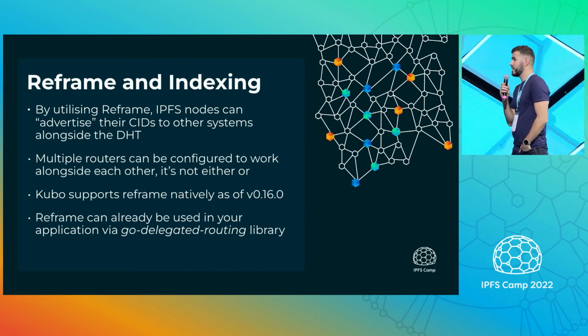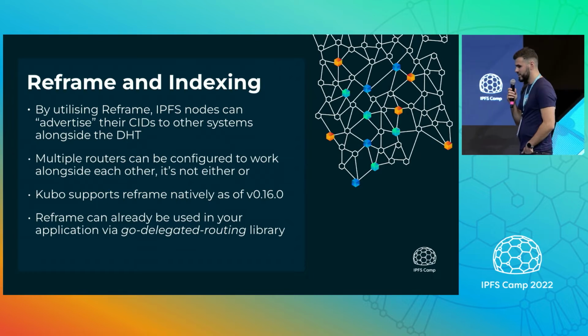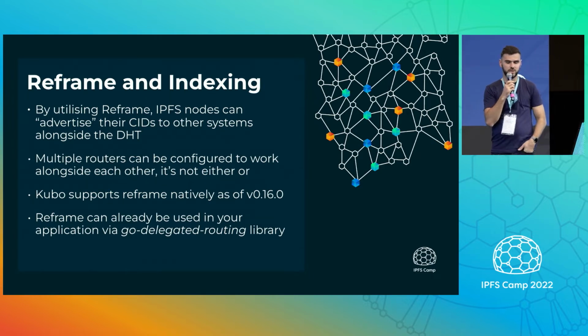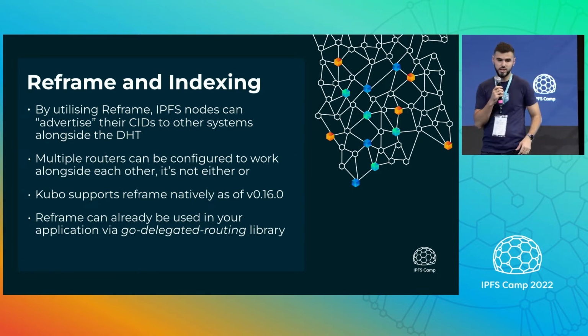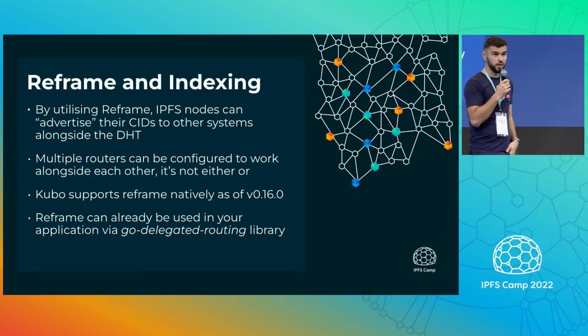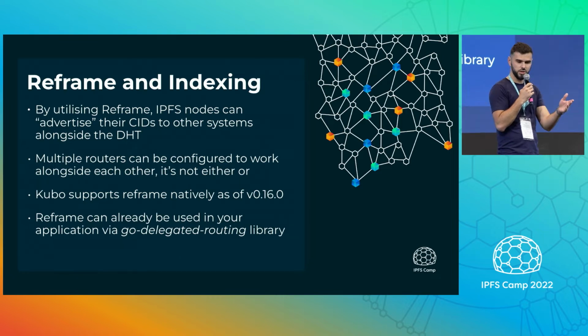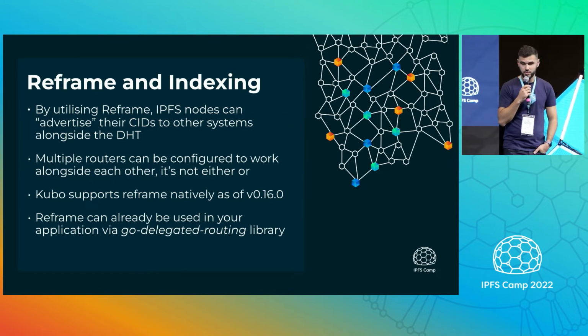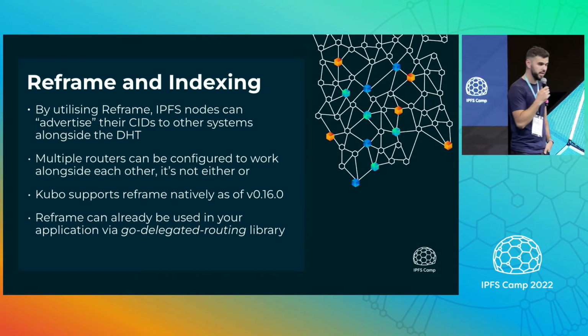So in the indexing context, by utilizing Reframe, Kubo nodes can advertise their CIDs to other external systems instead of alongside the DHT. So you can configure multiple routers to work alongside each other, so you don't have to choose between either DHT or indexing or some other system. You can publish to all of them. As of version 0.16, Kubo natively supports Reframe, and you can configure multiple routers to work seamlessly alongside each other. And Reframe can already be used in your application by using the Go delegated routing library.